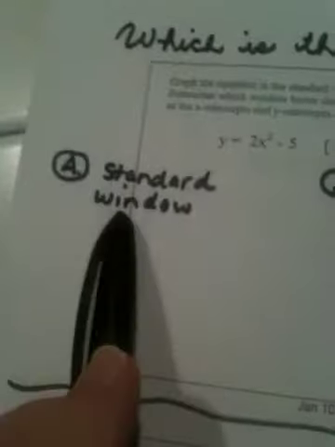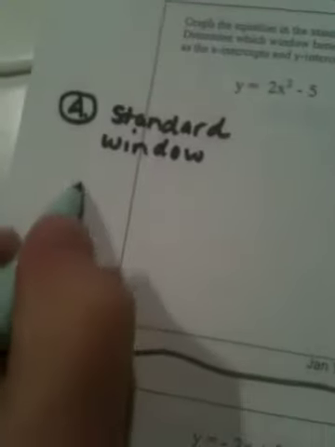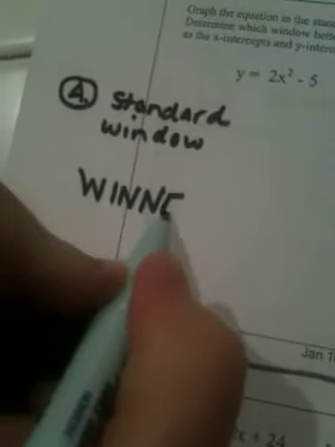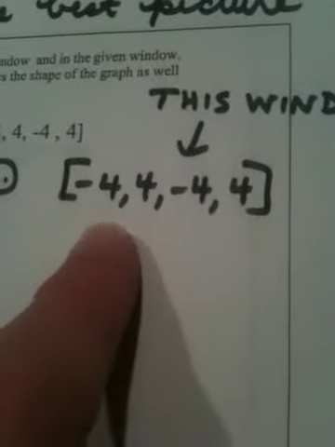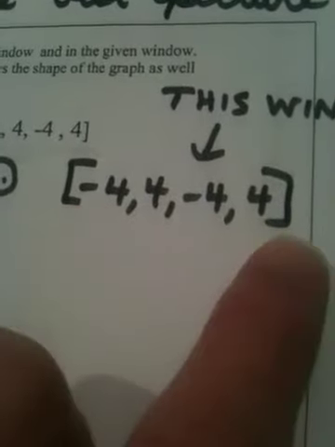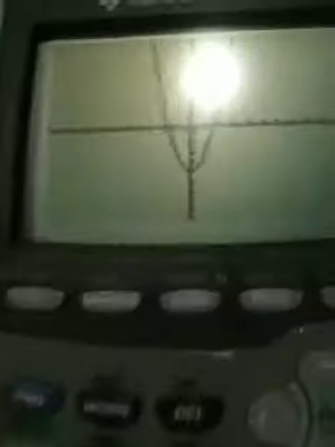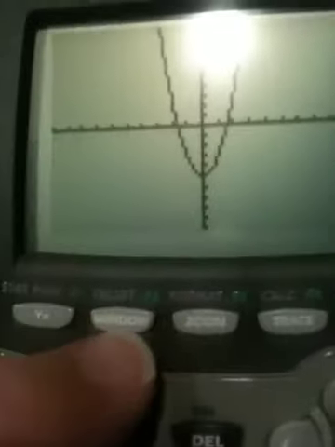So I'm guessing choice A is probably going to be my winner. But let's see what they want us to do in part B, okay? Now, in part B, they want us to change the window. Now, the normal standard window happens by hitting Zoom 6. If I want to change a window, here's what they want me to do. They want me to go to the button that says Window.